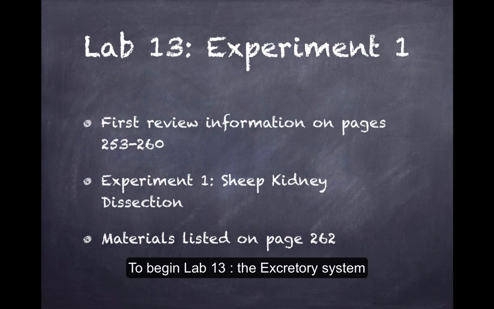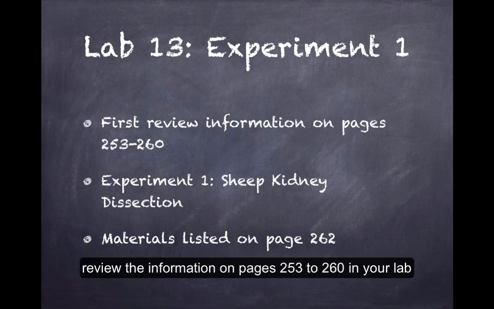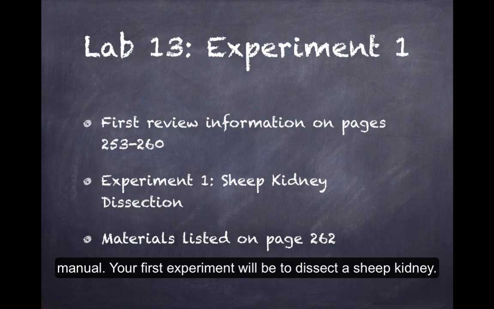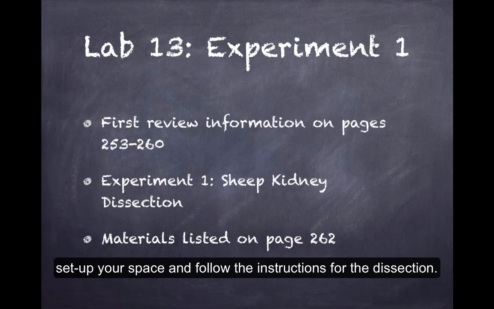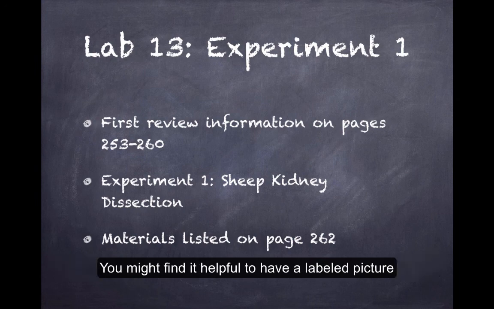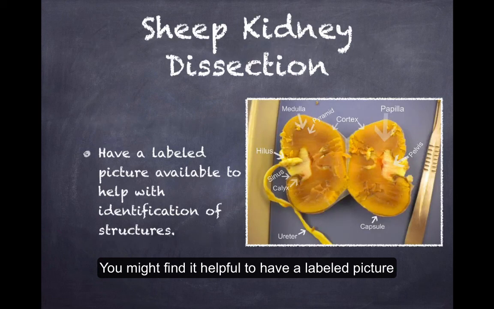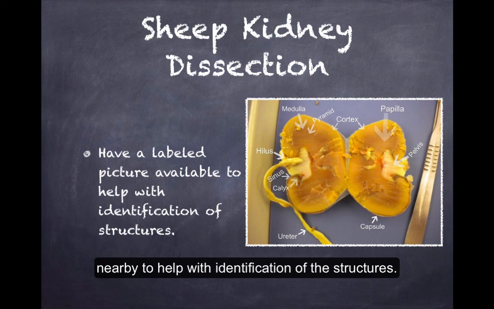To begin Lab 13, the excretory system, review the information on pages 253 to 260 in your lab manual. Your first experiment will be to dissect a sheep kidney. Gather the materials listed on page 262 in your lab manual, set up your space, and follow the instructions for the dissection. You might find it helpful to have a labeled picture nearby to help with identification of the structures.